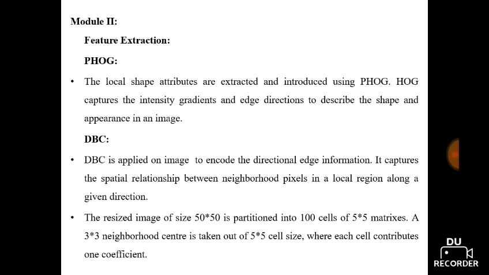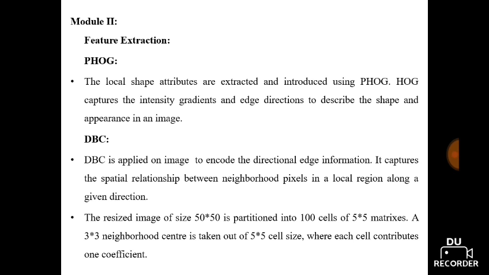In module 2, the feature extraction, we use the HOG algorithm and the DBC algorithm. The HOG algorithm here is used for extracting the appearance and local shape of the image. It captures the intensity gradients and the edge directions that describe the features of these images. And next comes the directional binary code algorithm. This algorithm is applied on the image for encoding purposes.